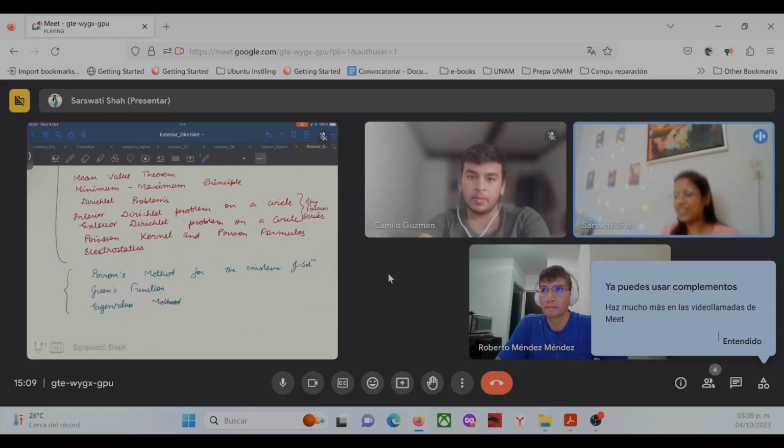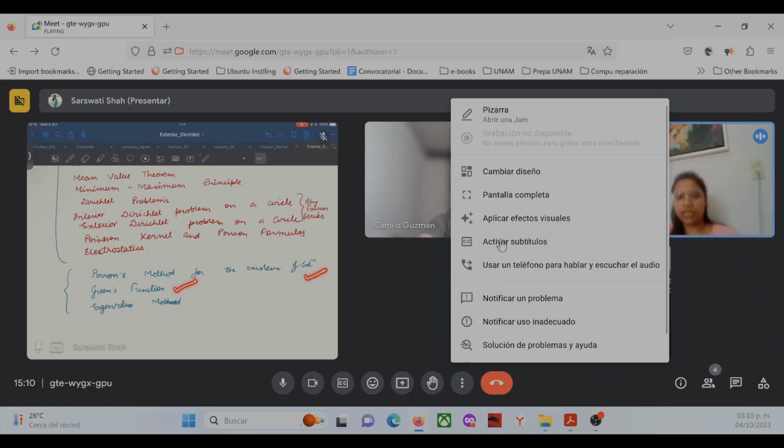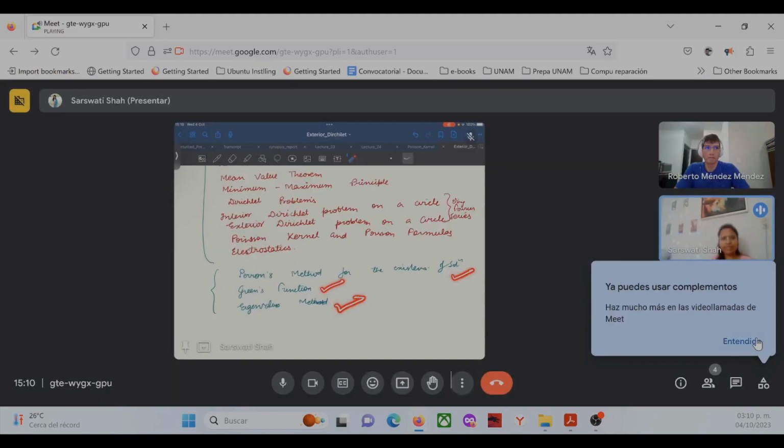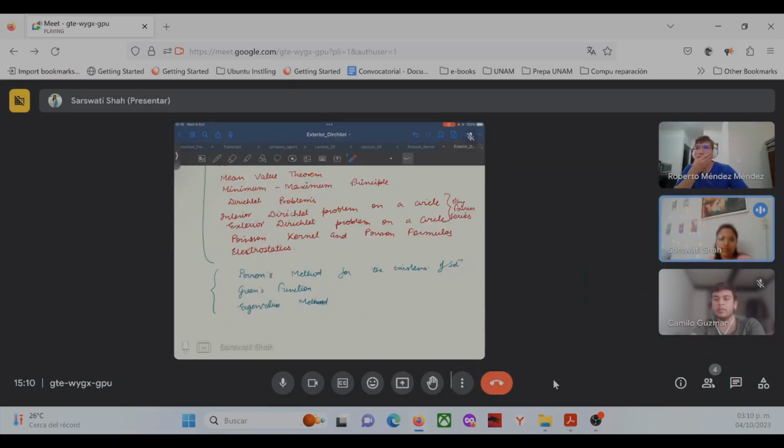Next, what is left? Still, we are left with the Perron's method for the existence of the solution of the Dirichlet problem. This is more theoretical, not very mathematical. Then we have Green's function, which is very mathematical. Then we have the eigenvalue method, or you can say the eigenfunction method, to solve the Dirichlet problem. So still we are left with 3 topics, I think, and it would take 2 weeks because this topic is really big. I will try to complete it soon, but I can't say anything.